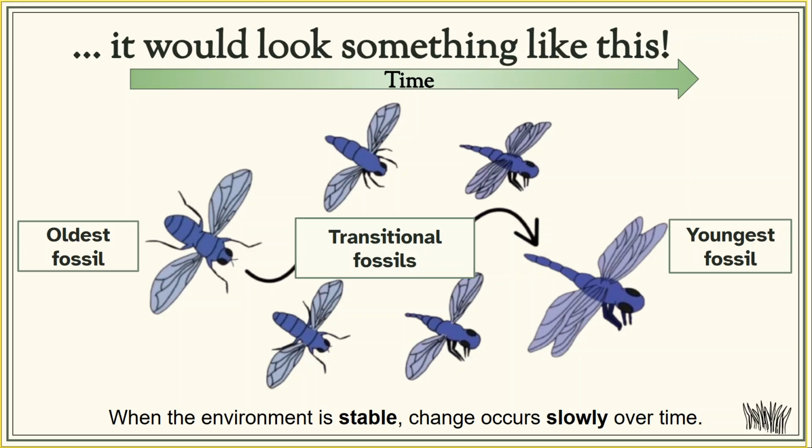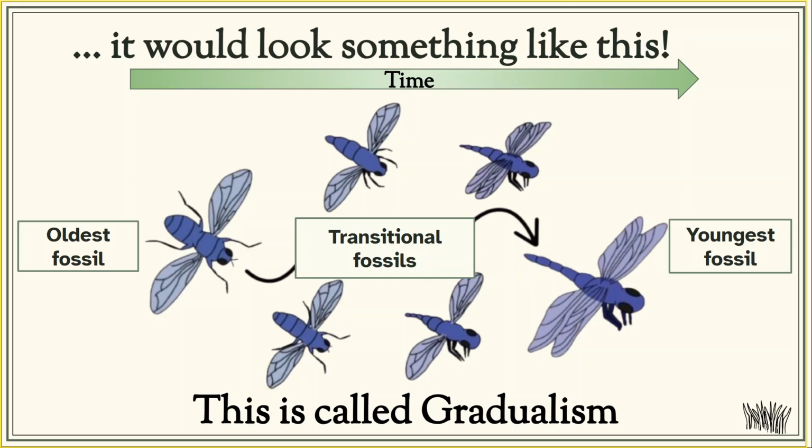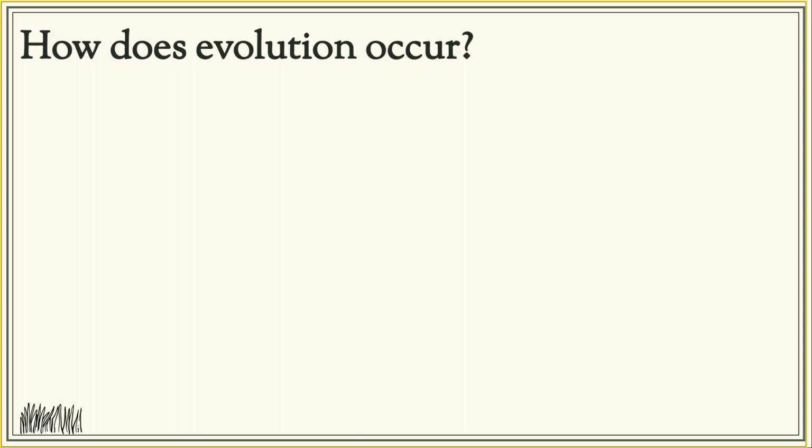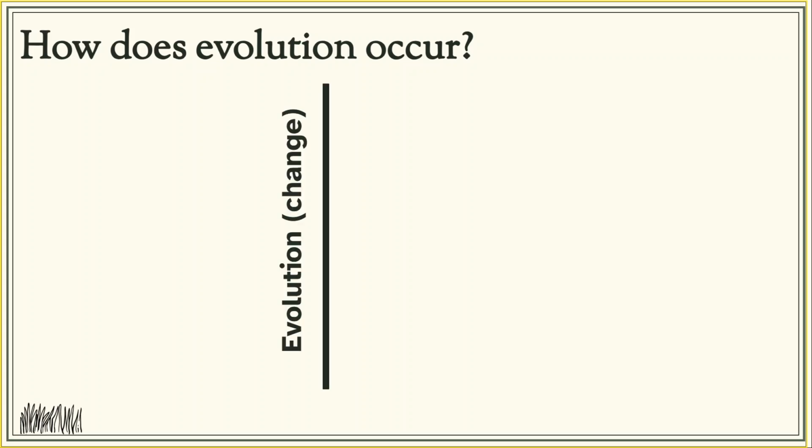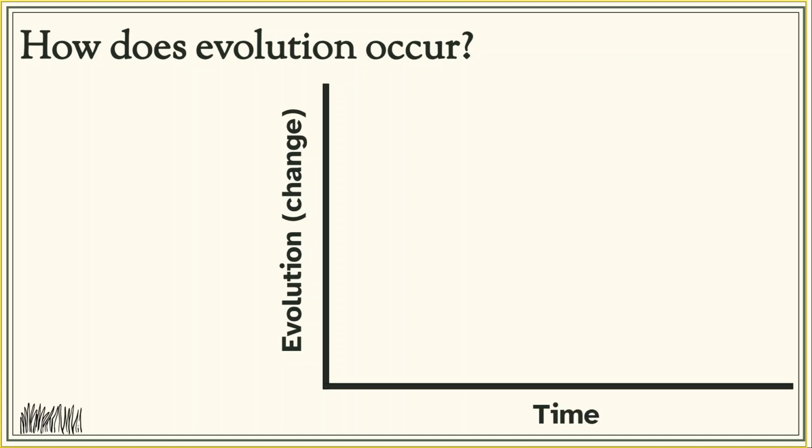So when the environment is stable, this change occurs slowly. So when we're in a stable environment where everything's good, this change is constantly happening but slow. You're going to see these slow transition fossils. So when you see this slow change, it's called gradualism. So you see the gradual change of fossils over time. Now, how does evolution occur? Evolution means change. It's a change over time. So usually you'll see it in graphs like this. Evolution is change over time.